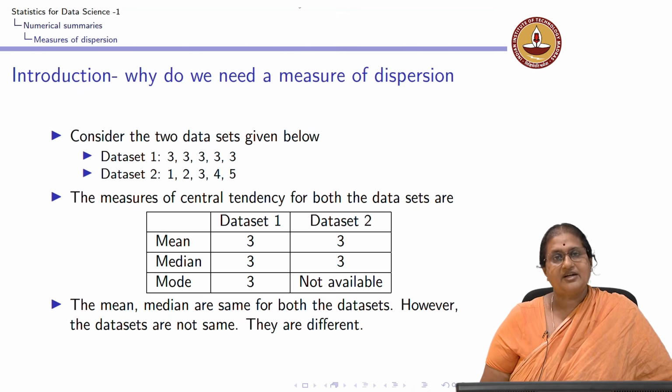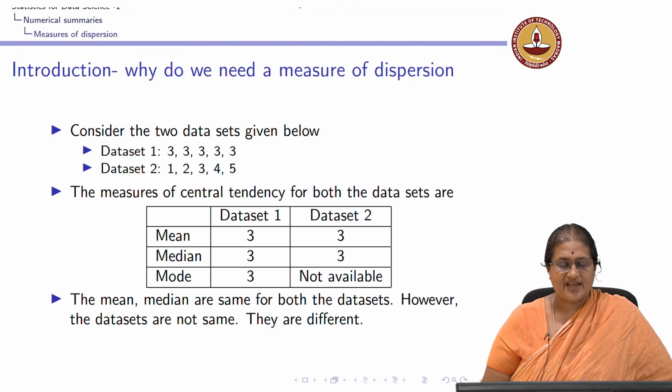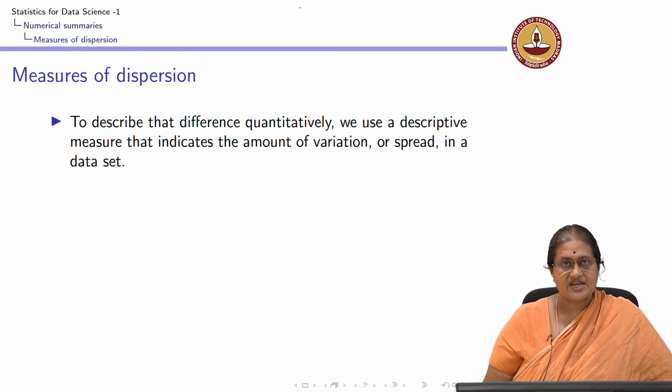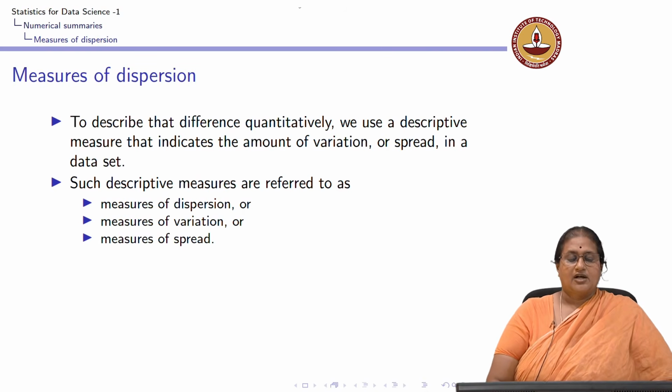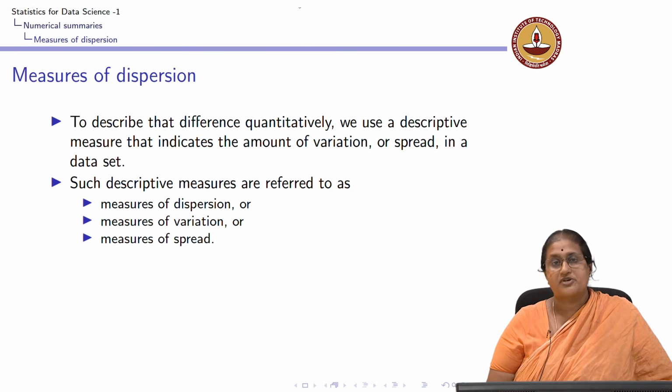So when they are different, we want to see whether there is any other measure that can capture this difference, and hence we need to understand what a measure of spread or dispersion is. The first understanding we need is that I have to describe this difference quantitatively, which will tell me the amount of variation, the amount of spread of a data set. These descriptive measures are popularly referred to as measures of dispersion or measures of variance or measures of spread.